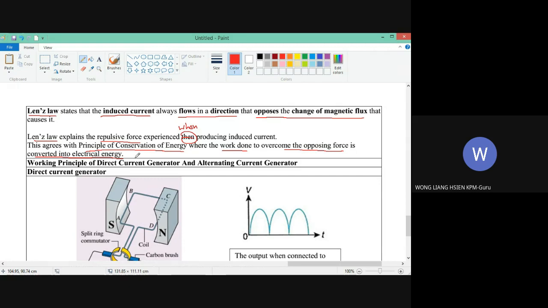So in electromagnetic induction, there are two important physics laws: Faraday's law and Lenz's law. Faraday's law talks about how to make the induced EMF stronger. Lenz's law talks about how to find out the direction of the induced current. So these are the two important physics laws in electromagnetic induction.